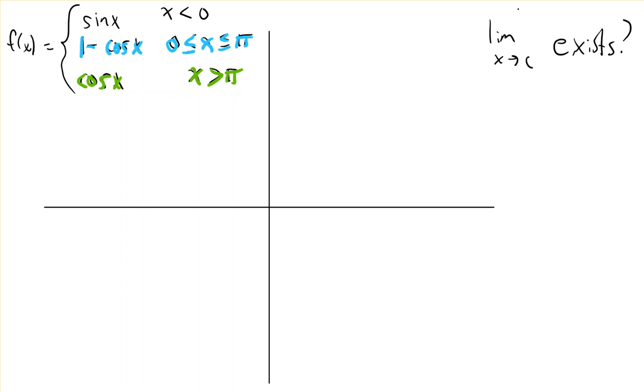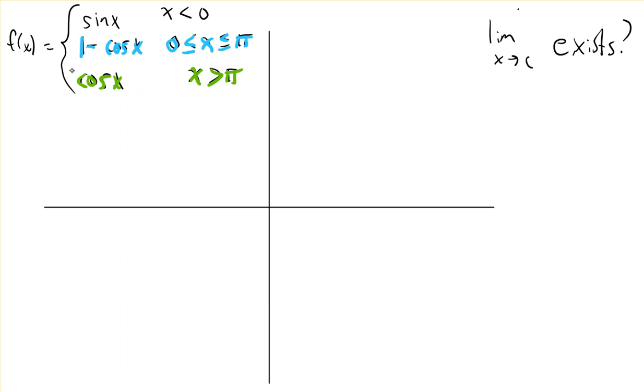Alright, we've got another piecewise function that has three parts. And again, we'd like to know for what values of c does the limit as x approaches c exist. Alright, so firstly, we need to make sure that we get the graph correct.